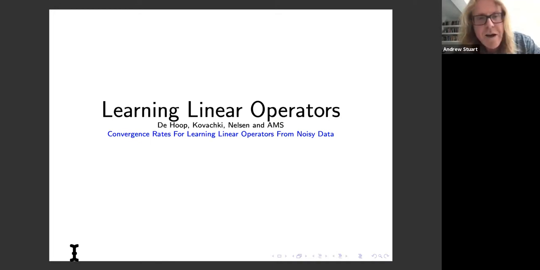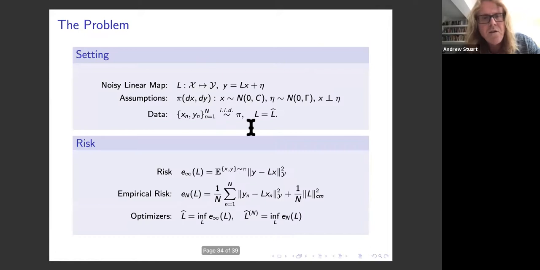I just want to tell you about a little theory that we are developing to try and understand the relative complexity of learning compact, bounded, and unbounded operators. And this is joint work with Martin de Hoop, who is at Rice, Nick Kavachki, who we've mentioned before. Nick Nelson is also a PhD student at Caltech, and myself.